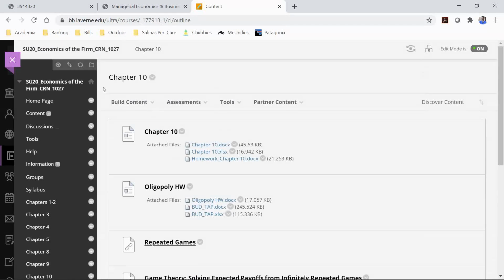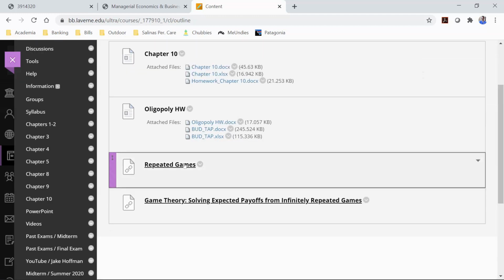Alright, so if you go to the chapter 10 section on Blackboard, I added a few links just to clarify the difference here, even though this is not required. If you click on this, links for repeated games.